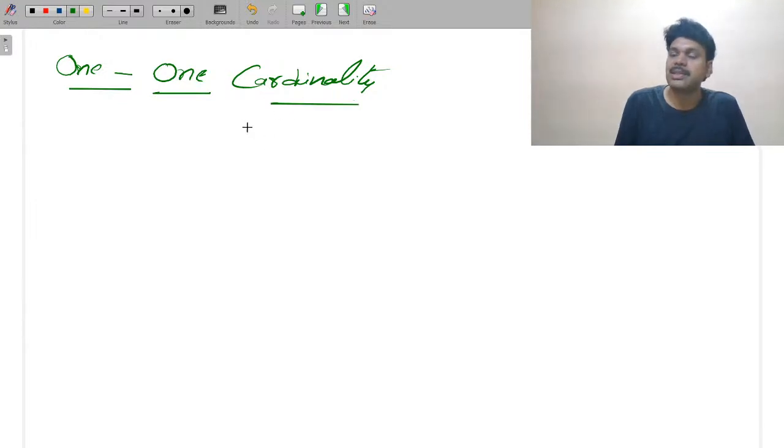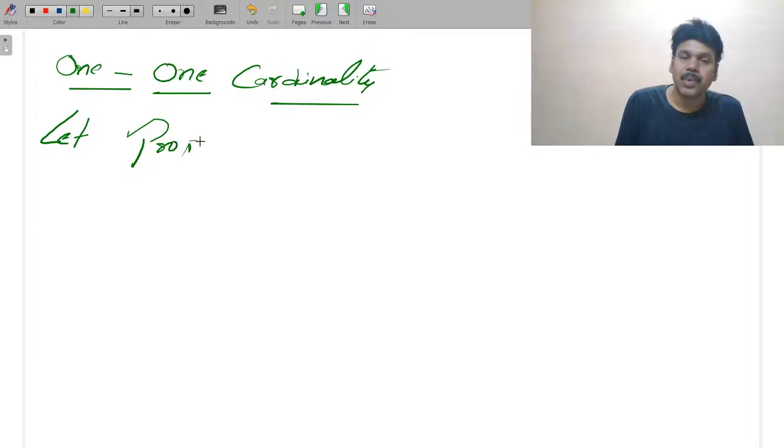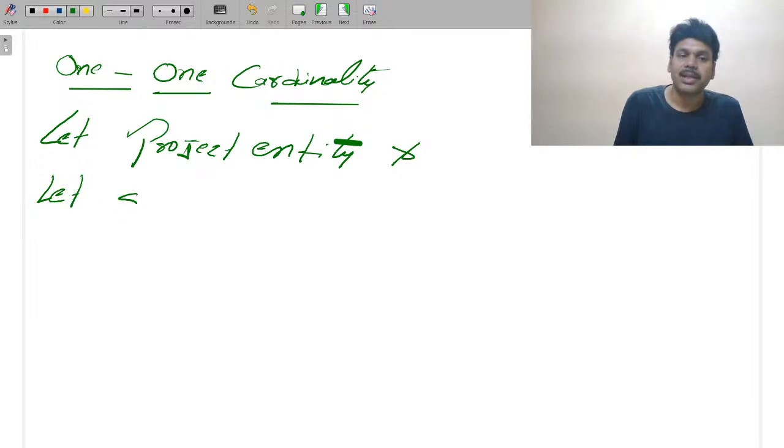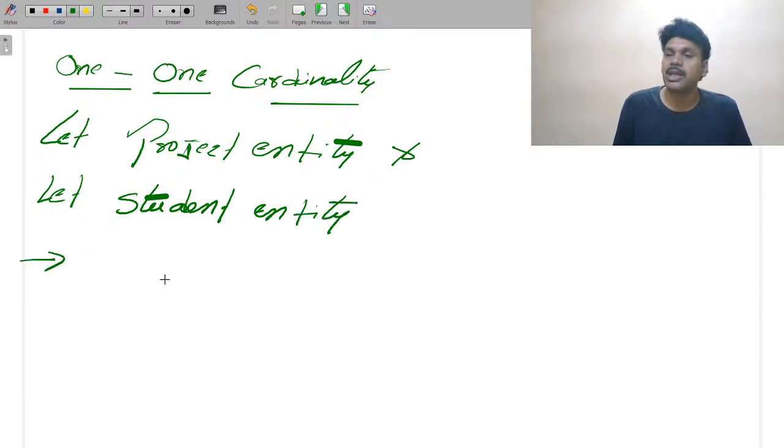the scenario is like this. Let a project entity be there, and also let a student entity be there. I am telling you one constraint here. A condition I am specifying. What is the condition?